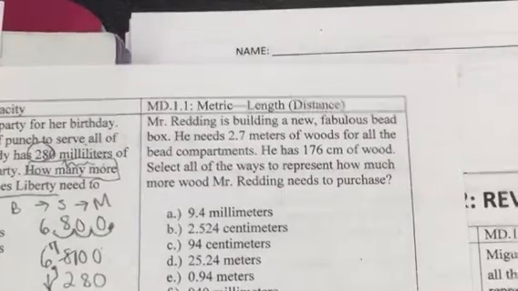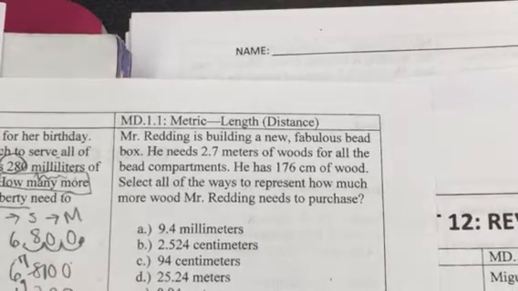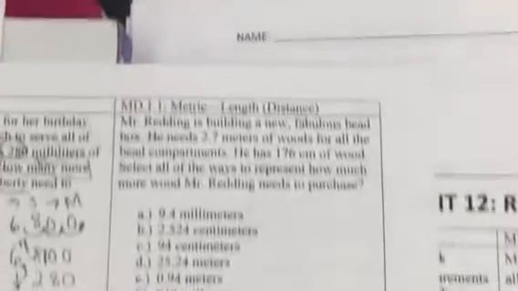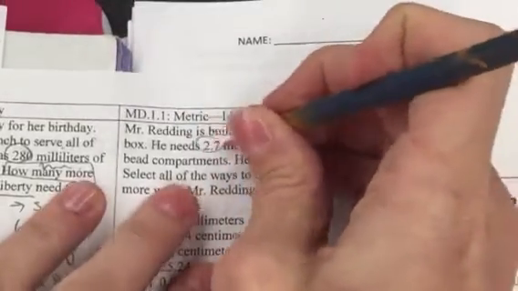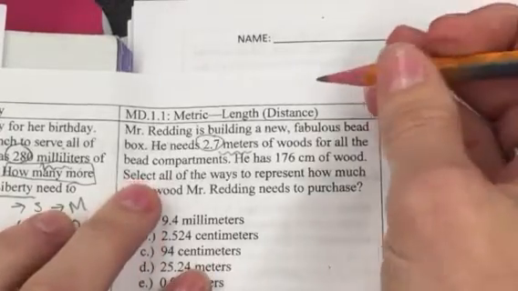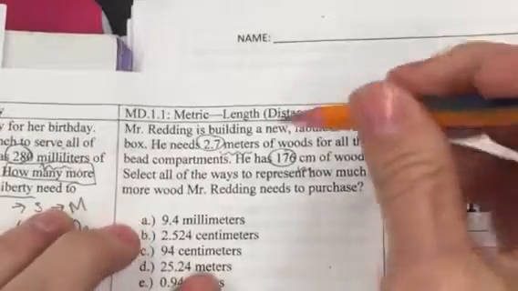Okay, we're going to go ahead and get started again. We're going to be looking at Mr. Redding. And again, we're using metric conversion, so please have your reference sheet handy. Mr. Redding is building a new fabulous bead box. He needs 2 7/10 meters of wood for all the bead compartments. He has 176 centimeters of wood.